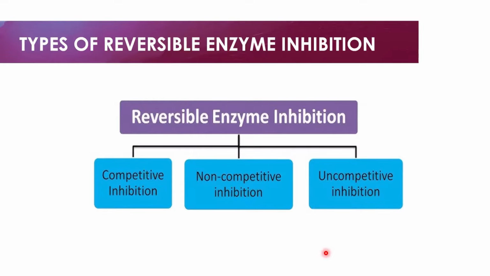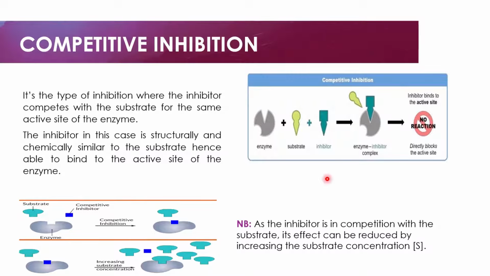We are looking at the types of reversible enzyme inhibition. So what you have to note is that we have three main types of reversible enzyme inhibition. And these are the competitive inhibition, the non-competitive inhibition, and the uncompetitive inhibition. So we are going to look at them one after the other. We'll start by looking at the competitive inhibition.